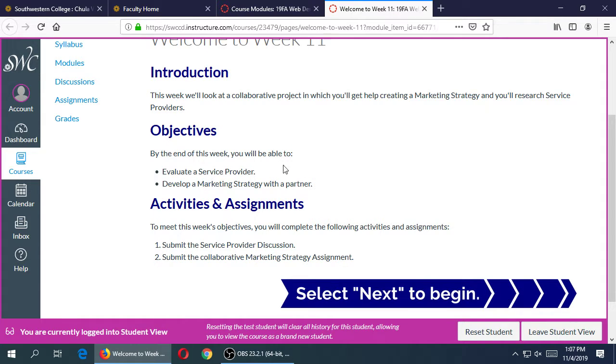You're also going to have a marketing strategy assignment. Last week you had a company profile, which was this Word document that you had to fill out about your company, about your business, your website. You're going to have something similar to that, but this will be a collaborative thing. It'll be one of the group things we do in class. You'll do this with a partner in class. And so you're going to need to turn in the service provider discussion. That's one of the assignments. And then the other is the marketing strategy assignment, which is collaborative. Those are the two big things right there.